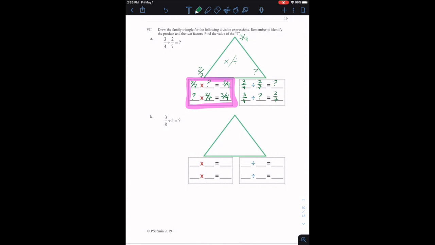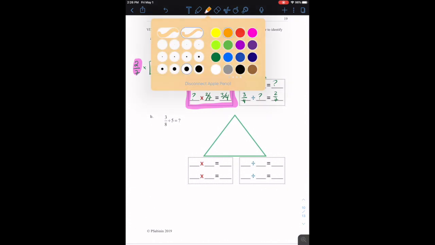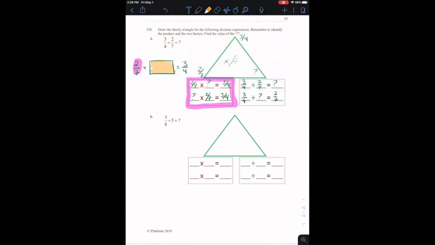This is where we can look at a form that's a missing factor: 2/7 times what equals 3/4. So if we look at this missing factor, we have 2/7 of a group, right? 2/7 of a group of how many in each group? How many in each group equals 3/4 in total? Well, there are a number of ways that we can look at this.